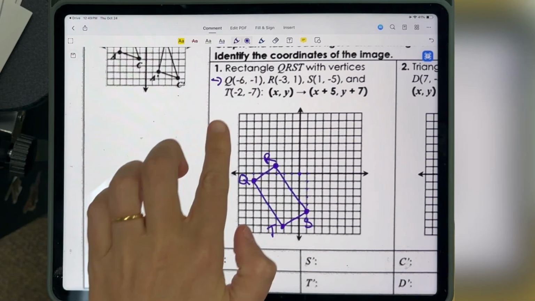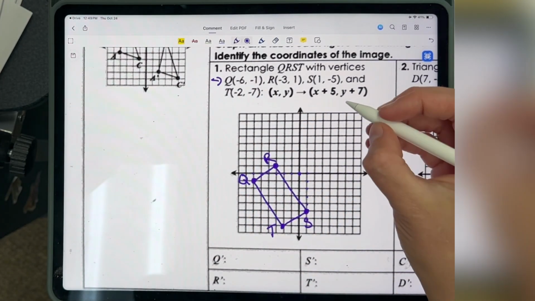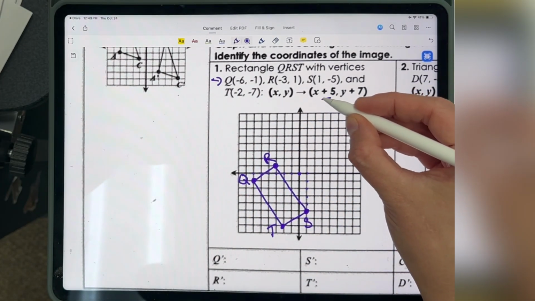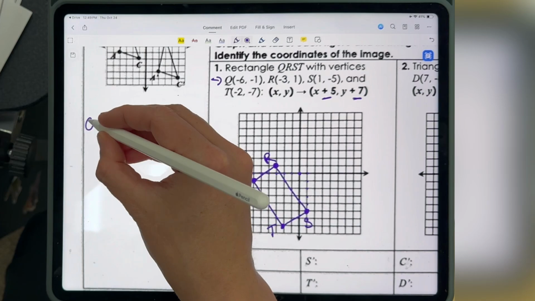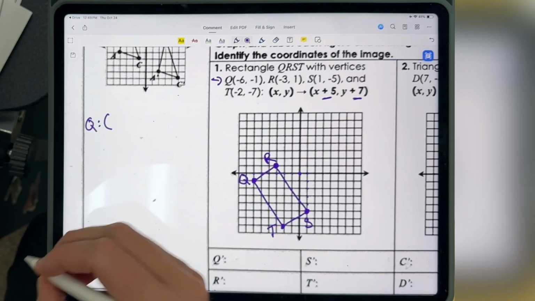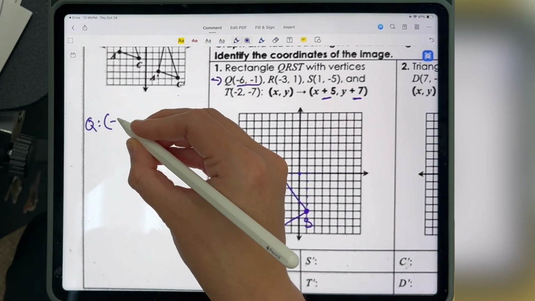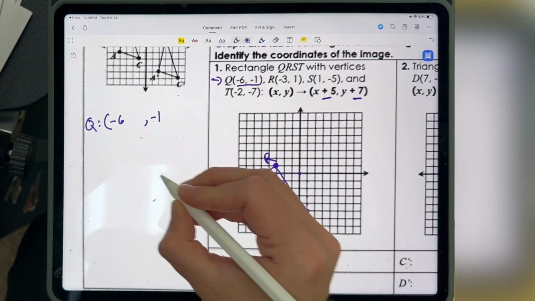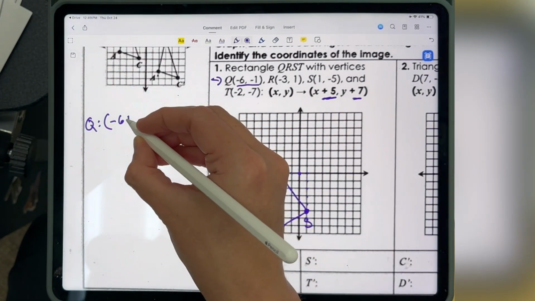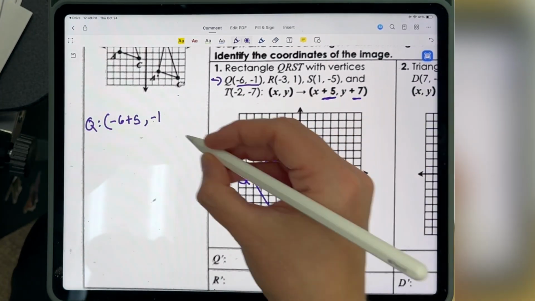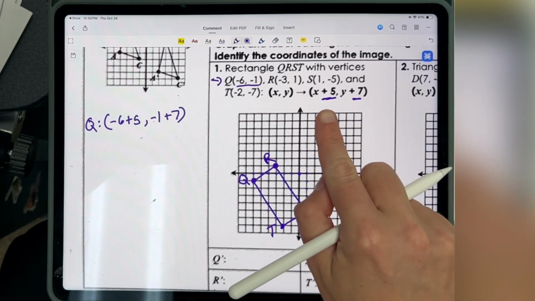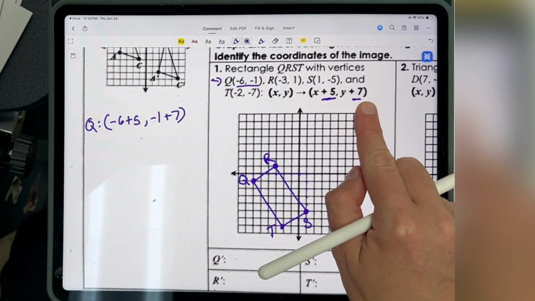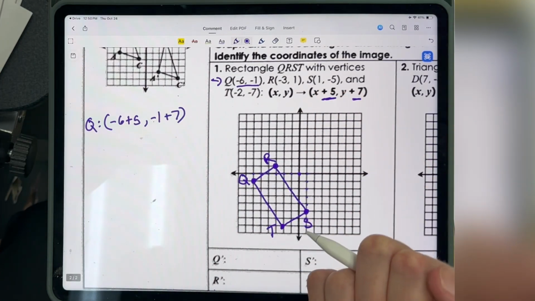Okay, so these were our original points. Now again, to every point, we are going to add 5 to the x value and add 7 to the y value. So let's start with Q. Here's Q's point, so -6, -1. Again, you add 5 to the x, and to the y we're going to add 7, because it says add 5, add 7 to whatever your x and y are.